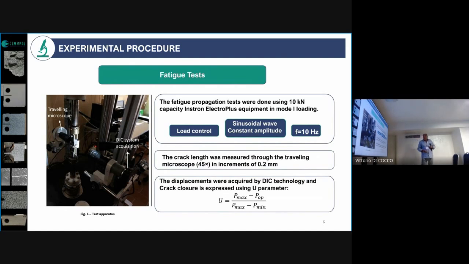The tests are performed in an Instron electropuls machine with 10 kilonewtons. You can see here a figure. We have 2 systems to acquire the data. We have a traveling microscope to measure the crack growth rate, and we have a DIC system to measure crack closure. And the U parameter, the load ratio parameter, is defined by this equation, P maximum minus P open, so the delta P.